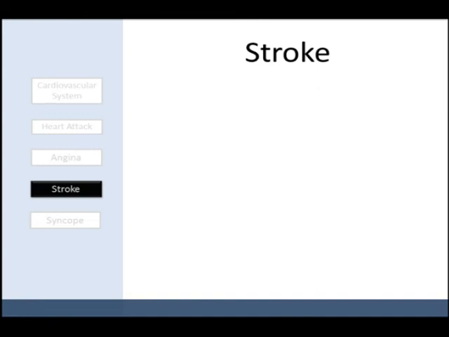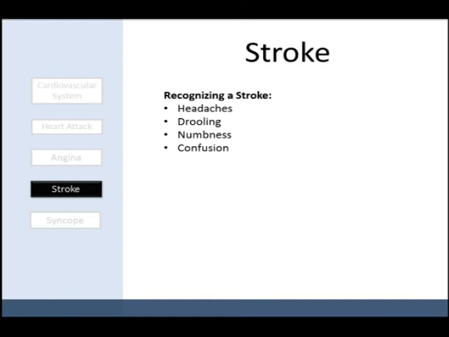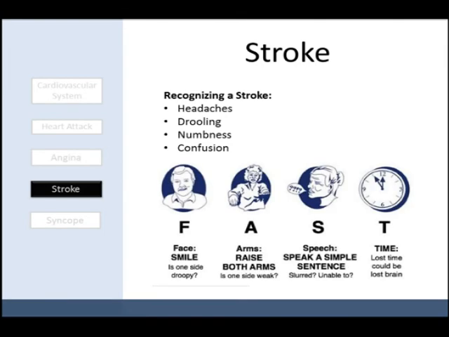Since strokes are so lethal, first aiders must recognize the signs and symptoms, which include headaches, drooling, numbness, and confusion. Sometimes these signs and symptoms are not obvious, and so first aiders use the mnemonic FAST. FAST stands for face, arms, speech, and time.